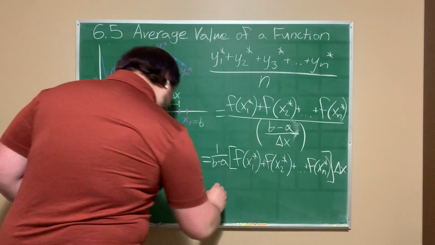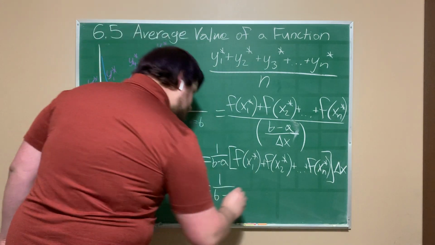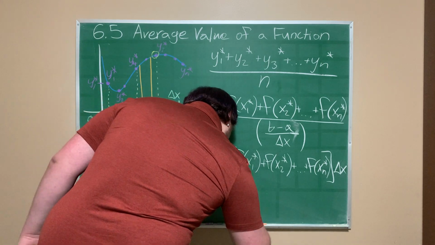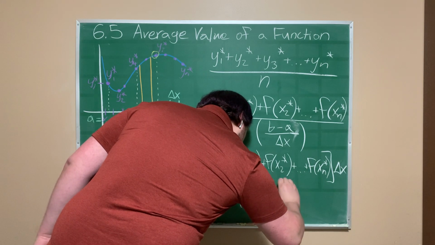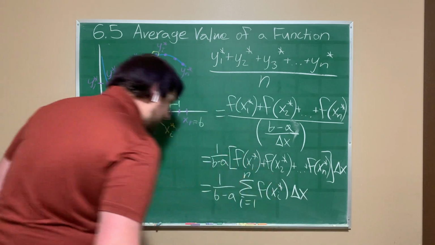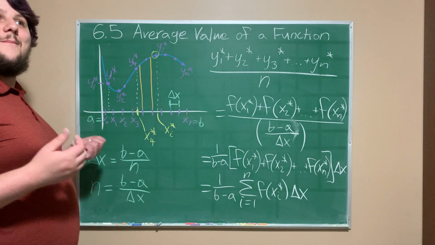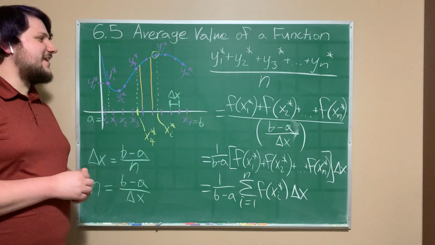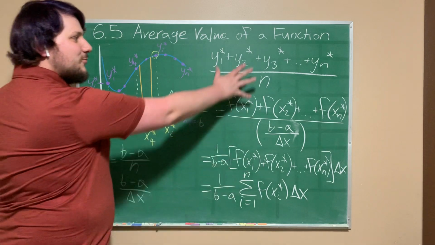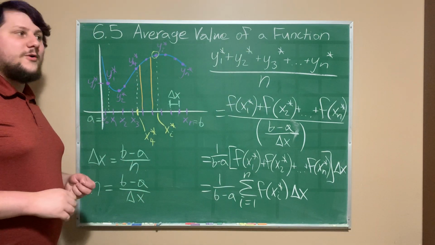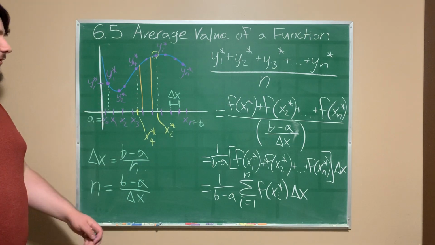So instead of writing it that way, I might instead write 1 over b minus a times the summation from i equals 1 to n of f of x i star multiplied by delta x. And if we wanted to make our approximation better, it's the same idea as we've been using in all our other applications, right? We have an approximation, we want to make it better, what do we do? We make n larger, meaning we're shrinking delta x down towards 0.